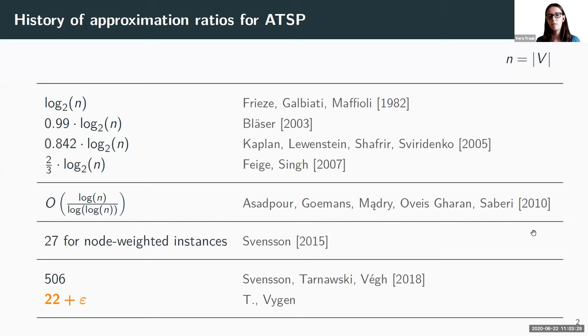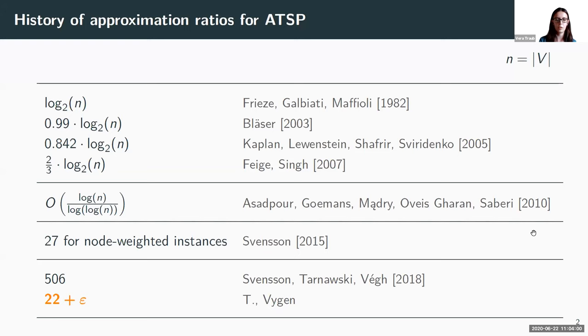And then finally, 2 years ago at STOC, there was the big result by Svensson, Tarnawski, and Végh, who gave the first constant factor approximation algorithm for ATSP. They first proved an approximation ratio which was a few thousand. Then they later improved it to 506. But that's still quite a large approximation ratio. So the main result of our work is that we could improve this 506 approximation to a 22 plus epsilon approximation.